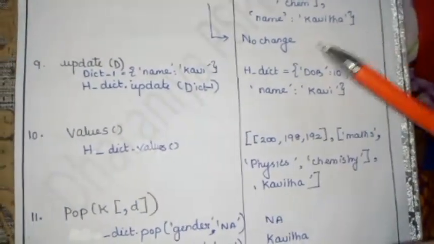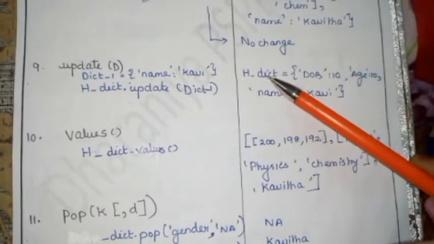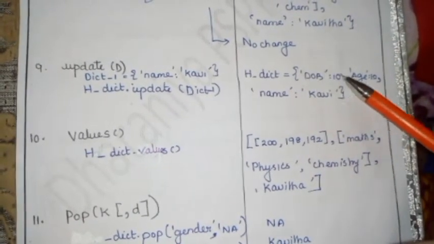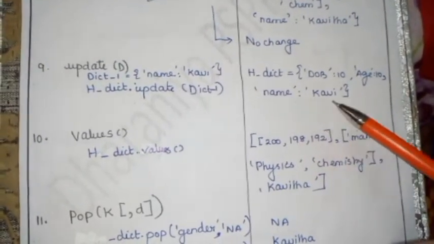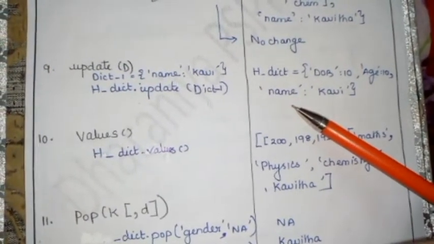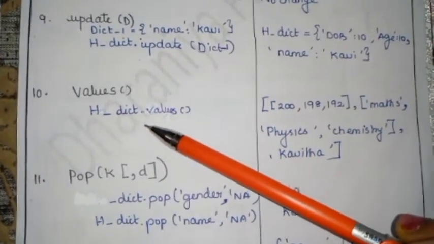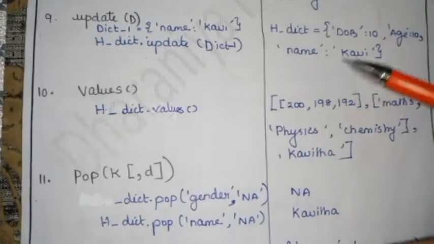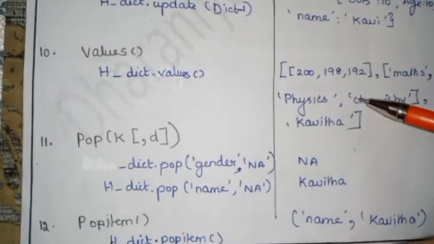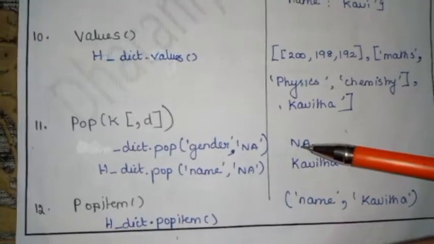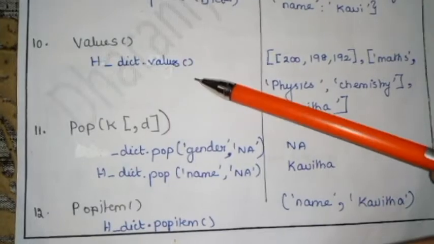My previous values for h_dict are DOB 10, age 10. With that, my new key value pair will be updated. Okay. Next is values method. h_dict.values method will display all the values available in the dictionary. In this case, I've considered the original h_dict.